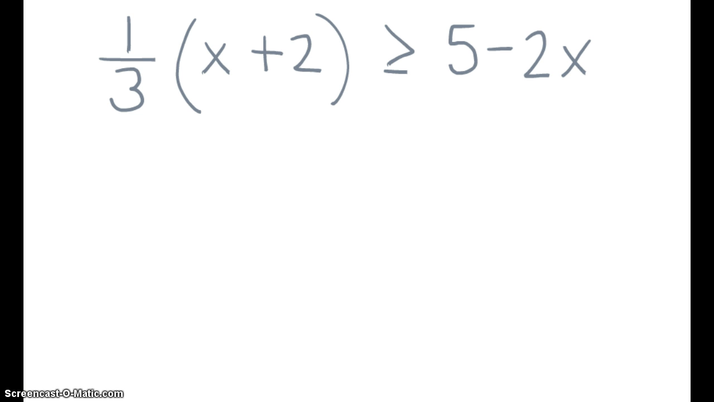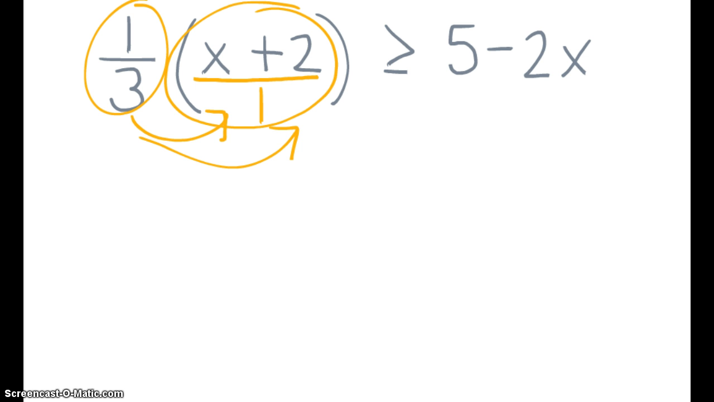Alright, so in this problem, I want you to pay close attention. I want you to understand that 1/3 times x plus 2, you could distribute first and then get rid of your fraction. But I also want you to understand that all of this is like one variable over 1. So 1/3 times x plus 2 is the same thing as x plus 2 over 3.